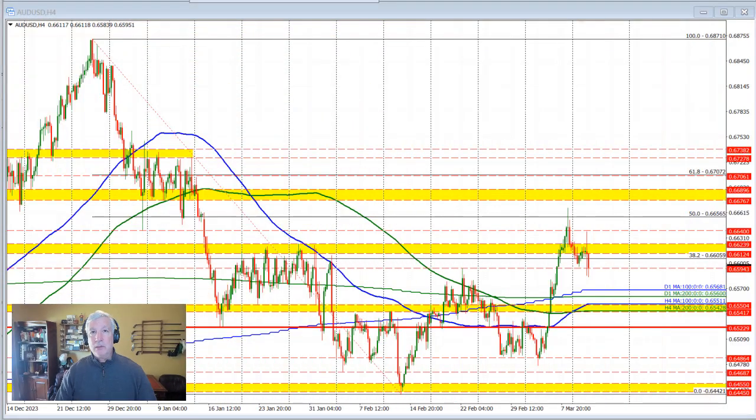This is a Forex Quick Look. I'm going to take a look at the Aussie versus US dollar. Today's date is March 12, 2024. Let's get started. Yeah, the Aussie versus US dollar sometimes gets a boost from increased stock prices.